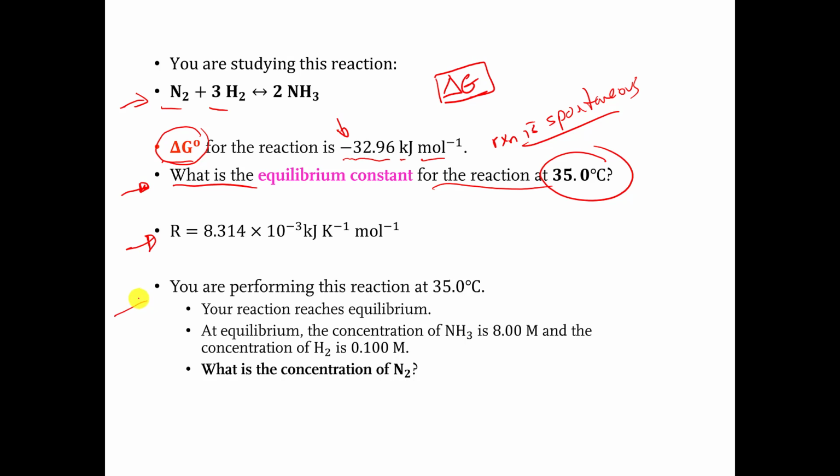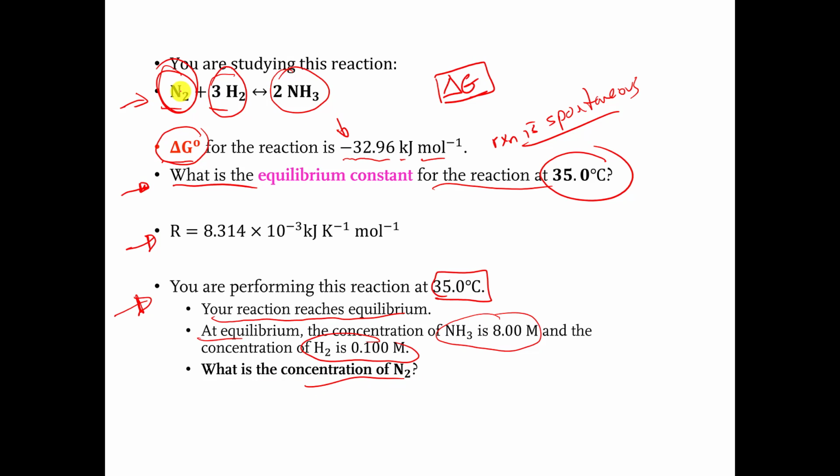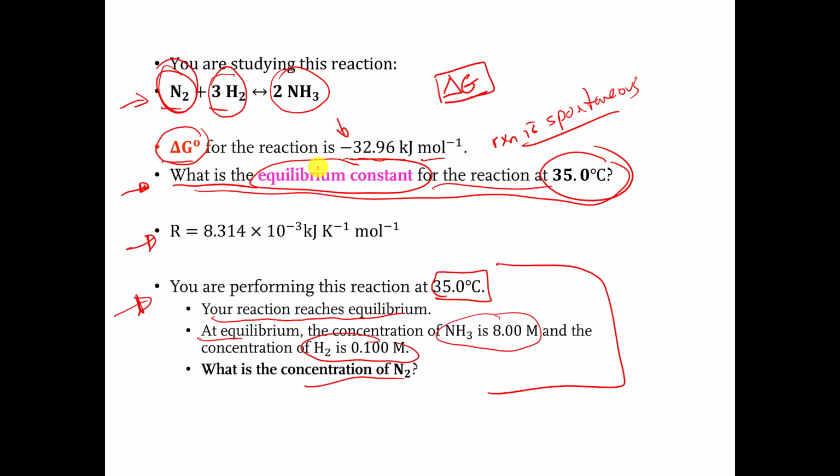The second part of the question, which we will answer later, is you're performing this reaction at 35 degrees Celsius. The reaction reaches equilibrium. At equilibrium, the concentration of ammonia is a certain amount. Concentration of H2, so we know the concentration of this stuff, we know the concentration of this stuff. The question is, what's the concentration of this stuff under those conditions? The only way that we can answer this question is we have to be able to answer the first part. We have to be able to get the equilibrium constant. So let's get the equilibrium constant.